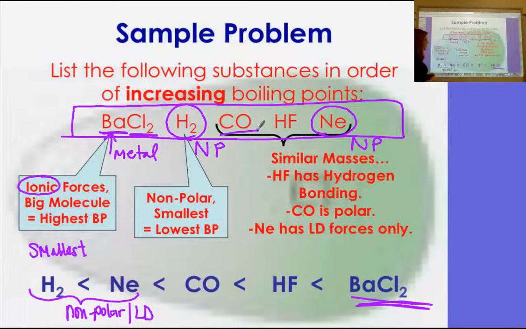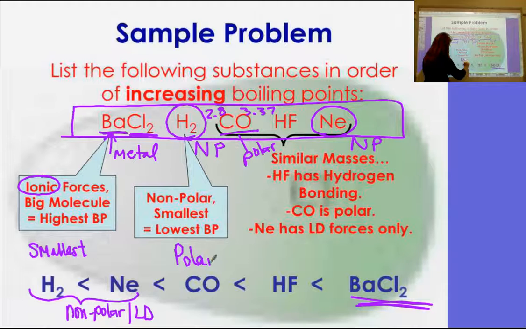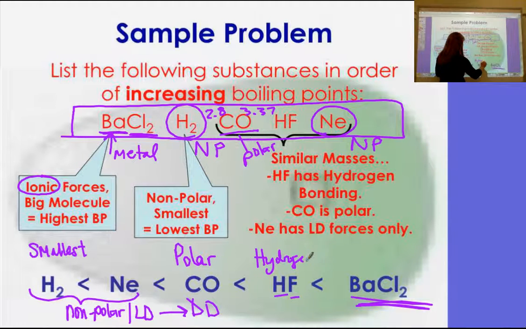C and O, we can look at the numbers, 3.37, and carbon was 2.8, I believe. So this has a polar bond. It's also not symmetrical. So since this is polar, it falls in the middle. Besides LD, it would have a dipole-dipole force, which is stronger. H and F, we don't have to look at numbers here because I can just say, oh, there's a hydrogen with a fluorine. That has hydrogen bonding, which is stronger than something that's polar, but not quite as strong as something that's ionic.